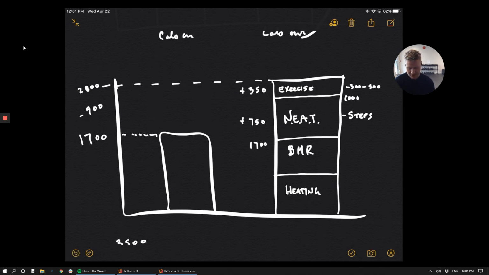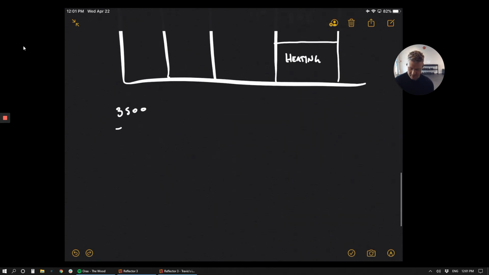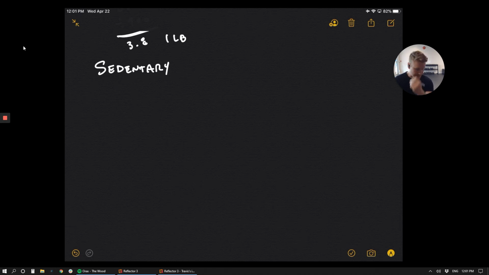So let's go through scenarios where those are unhealthy. There's 4 of them. Let's assume there's these 4. First one is a sedentary lifestyle.